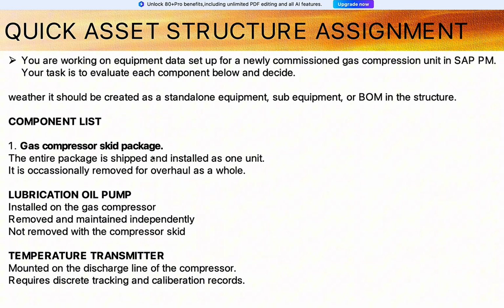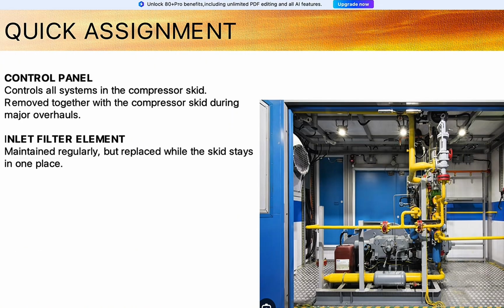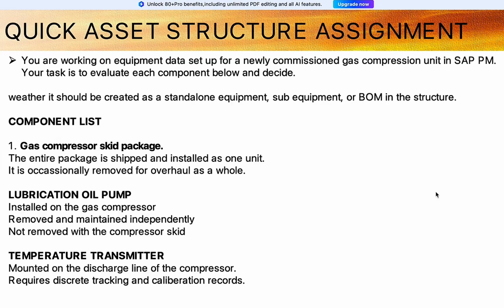Now, one of the components is the gas compressor skid package. And the second component is the lubrication oil pump. The third is the temperature transmitter. And then the next ones are the control panel and the inlet filter element. I'm going to be assuming that this is basically what the skid looks like, just an assumption.